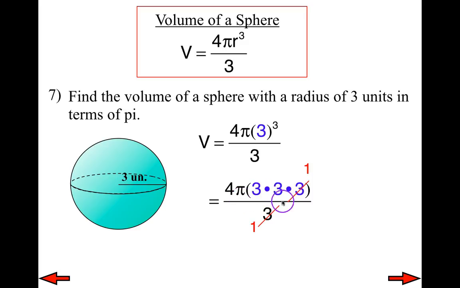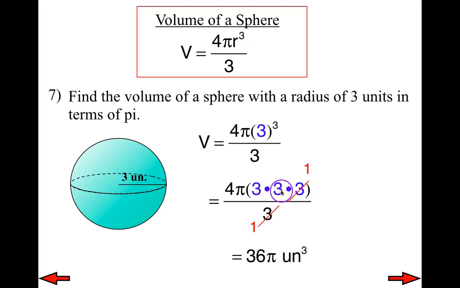So I'm going to go ahead and multiply straight across. 3 times 3 is 9, times 1 is still 9, times 4 is 36. 36 pi divided by 1 is 36 pi. So notice when I multiply, I don't necessarily go in order. I kind of jump around. What allows me to do that is the commutative property. So please don't feel like you have to go in order. Do what's easiest for you.